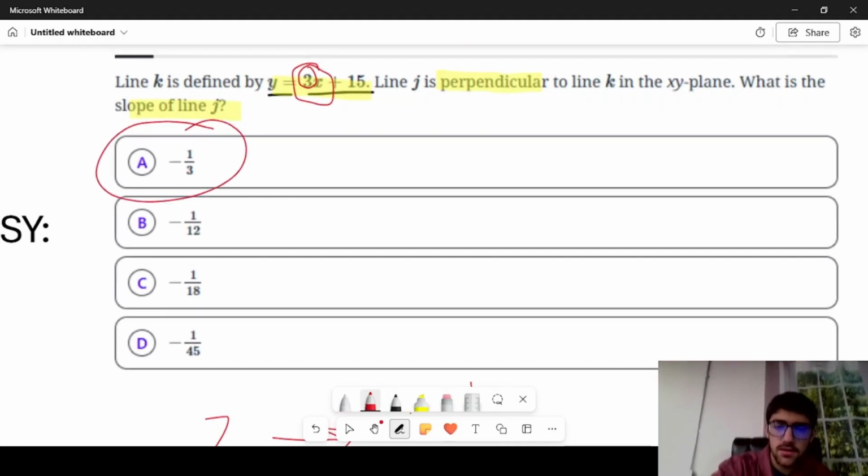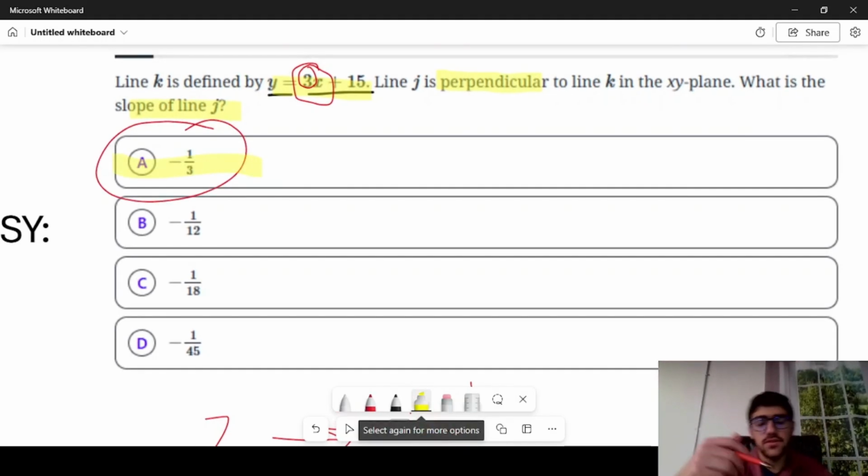So a question like this, literally all you need to know, there's no trick in it. You just need to know the relationship between two perpendicular lines, and it might have been parallel on a different question.